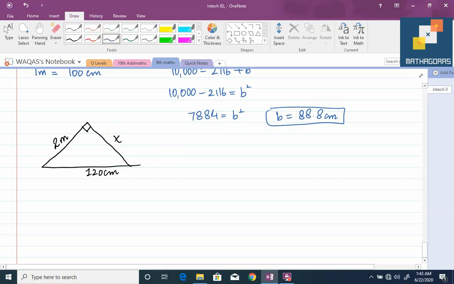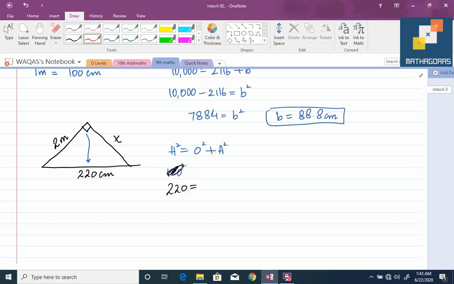First thing, I am going to write Pythagoras theorem. Hypotenuse square, opposite square plus adjacent square. Hypotenuse is what? The side opposite to 90 degree. So it's 120. Wait, it cannot be 120 because it should be 220 centimeter. And why did I say so? Because hypotenuse must be the largest side of your triangle, right? I should write it down.